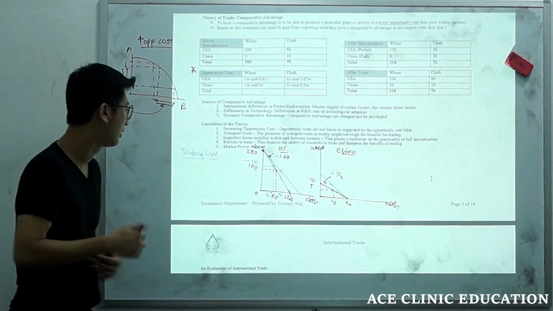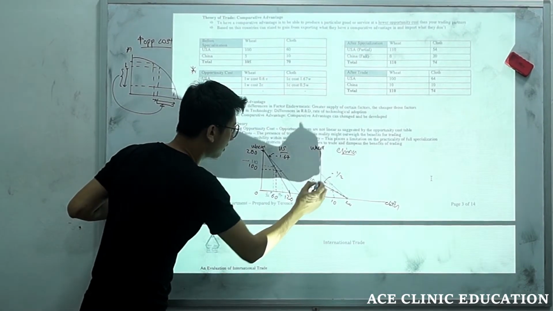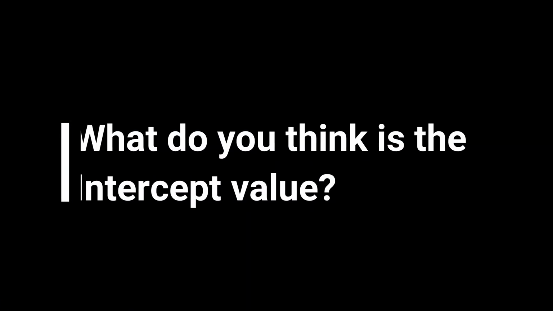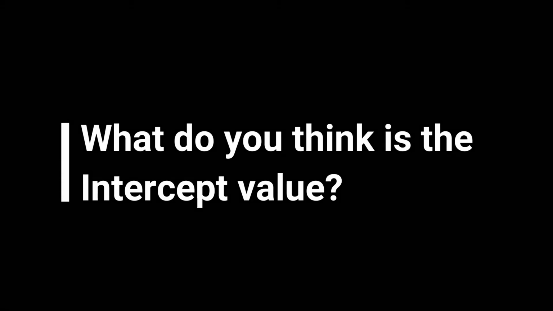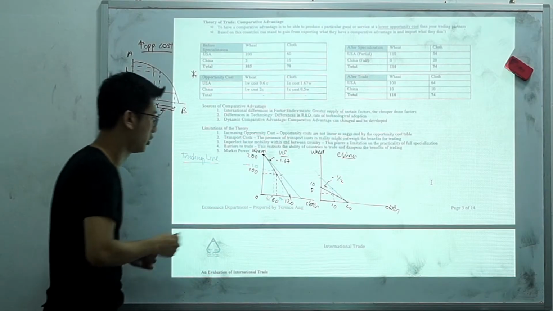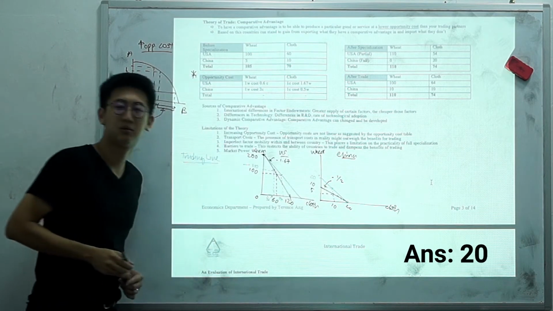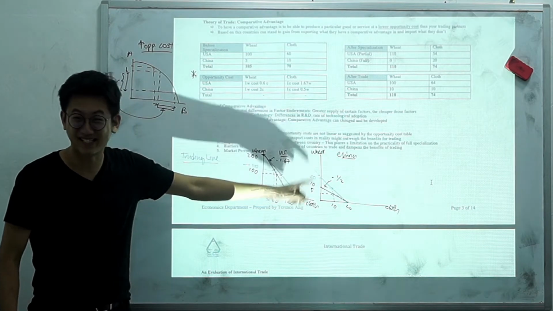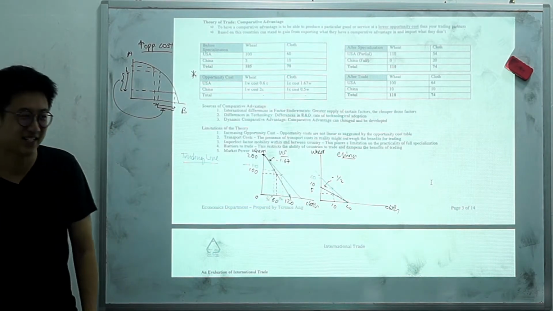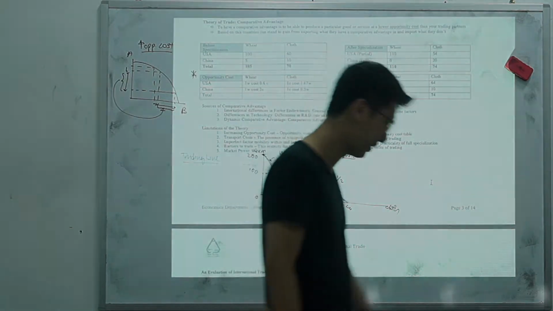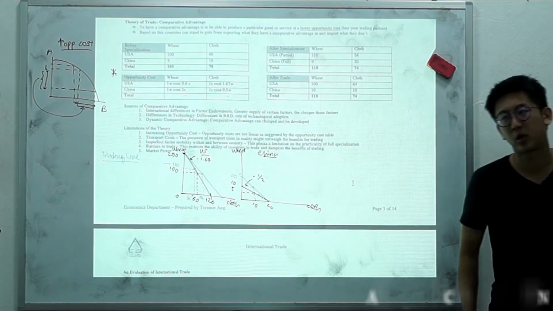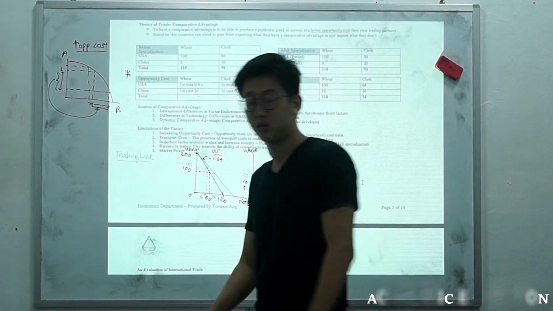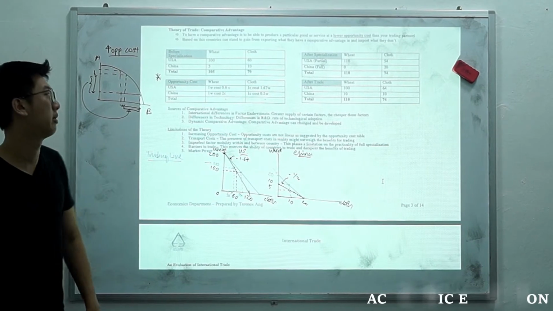First things first. Let's try to figure out what the intercepts are again. What do you think is the intercept here for China for wheat? 20. Good. Why? Because I draw my scale, it looks like it's 20, right? Why is it 20? Since you got the answer, then tell me, what do you think is 20? If it's 20, that means the gradient is minus 1. Right? What's the significance of the minus 1?